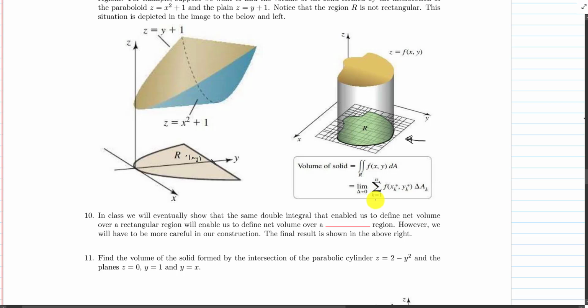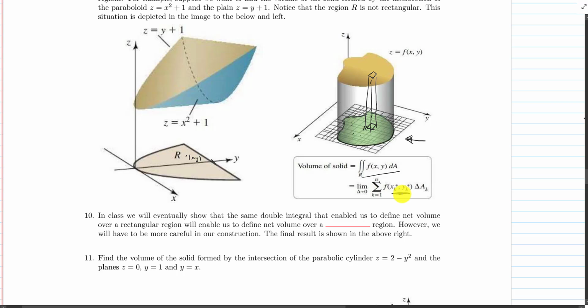But at the end of the day, we will find that we're going to compute the double integral the same way. That is, we're still going to take some x star k, y star k, so here's the kth, this is our kth rectangle right here. We're still going to take some point in it, plug it into the function that will help us compute the height of this column here, and we will do that for all of these other rectangles that we've constructed inside of our region R, and we'll have to learn how to deal with the boundary. We'll briefly talk about how to deal with that boundary.